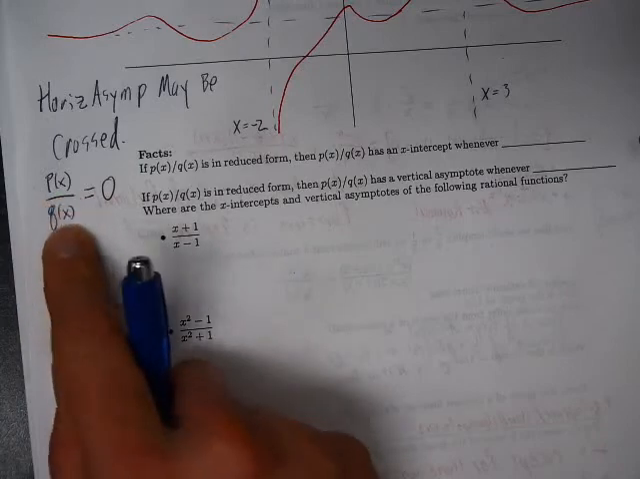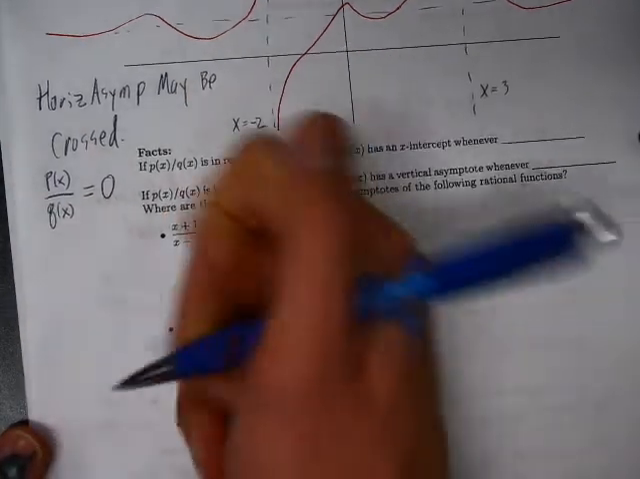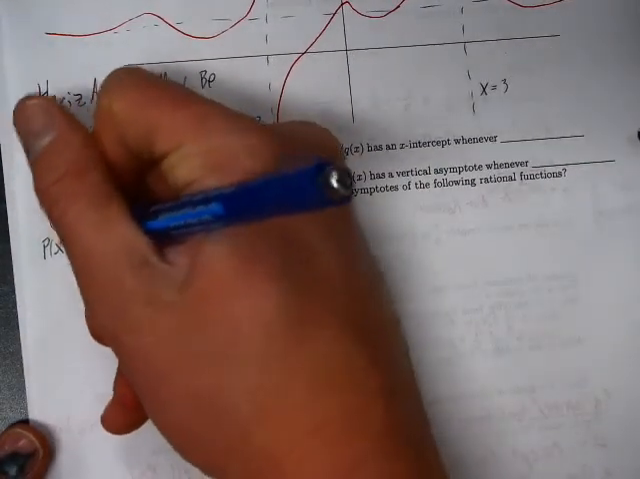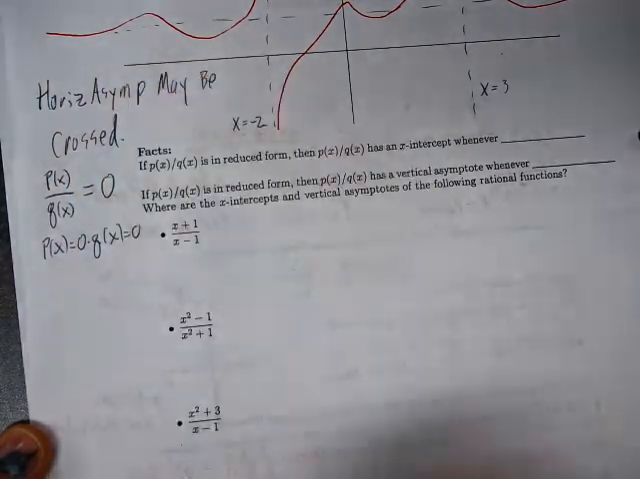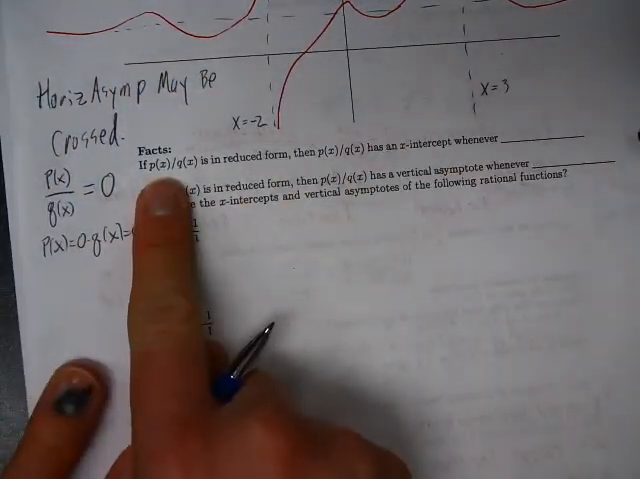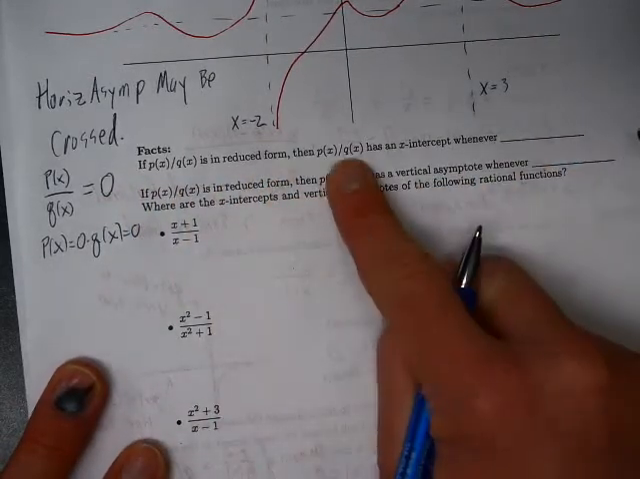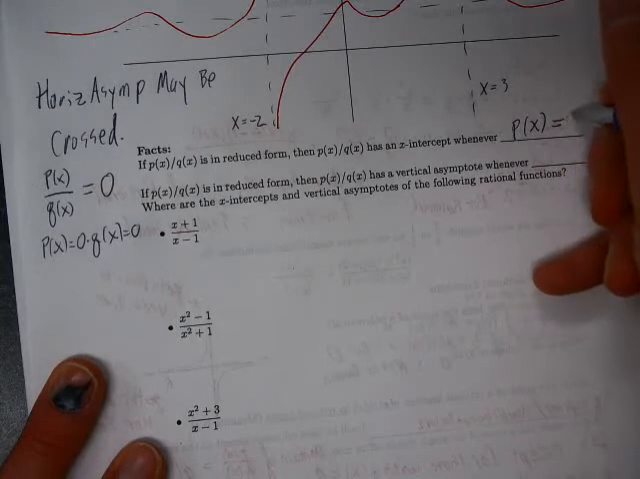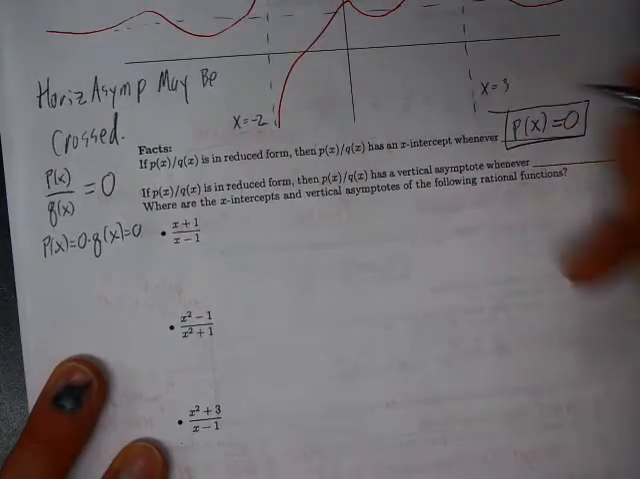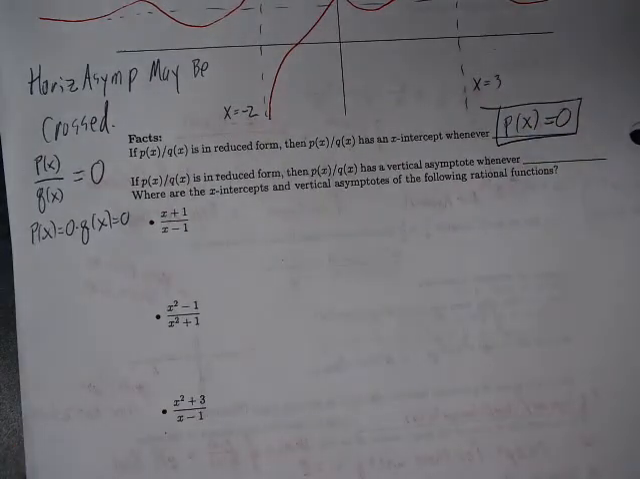And you could see that you could multiply the q of x over to the other side. So I'd give you p of x is equal to 0 times q of x. But that's still 0. If p over q is in reduced form, then p of x over q of x has an x-intercept whenever p of x equals 0. So it's easy to find x-intercepts of a rational function. Just set the numerator equal to 0. That makes sense?